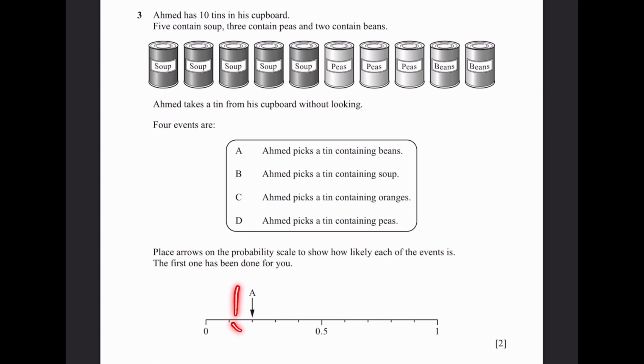So A, which is choosing beans, that's 2 out of a total 10, which is 0.2, which is over here. Now for soup, it's 5 out of 10, which is 0.5, so we can put an arrow over here. For C, it's not possible, so we have an arrow there. There are no orange tins here, so it's not possible. And for D, a tin containing peas, there are 3 pea tins out of a total 10, so 3 by 10, which is 0.3. D comes there.